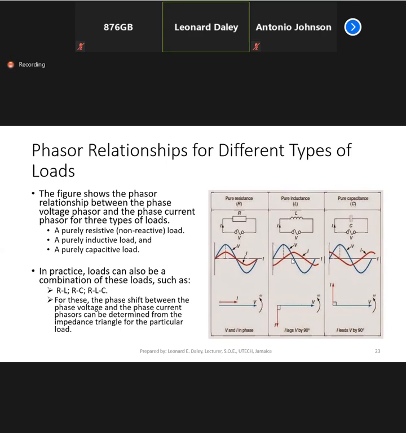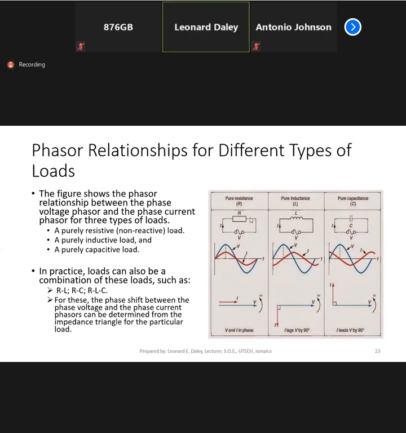For a purely inductive load, the current lags the voltage. When we talk about lagging and leading, we're looking at what the current does. So the current lags the voltage by 90 degrees for a purely inductive load, and for a purely capacitive load, the current leads the voltage by 90 degrees. That's what these phasors are showing.